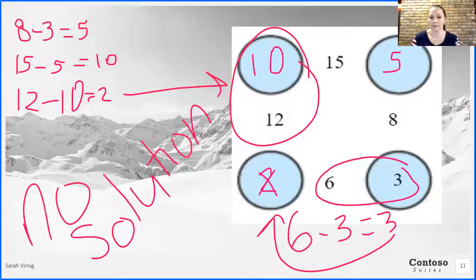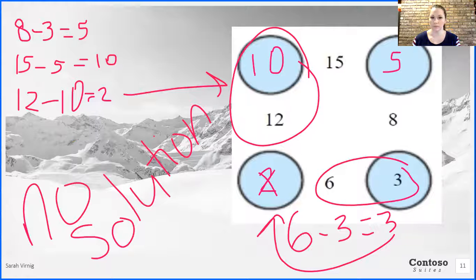Now our bottom left, we can take 12 minus 10 gives us 2. But when we check it, 2 plus 3 does not equal 6. 2 plus 10 does, however, give us 12. And so we know that there is no solution for this question because no matter what we do, one number will always be wrong, whether it's the bottom row or the top and bottom on the left side. So you just write no solution on the problem and you move on to the next.